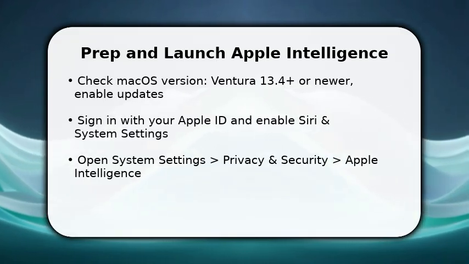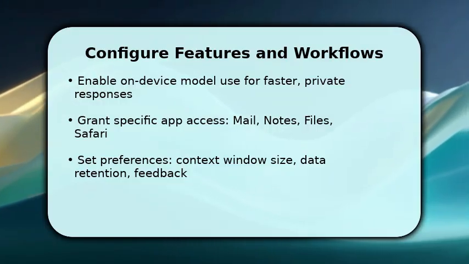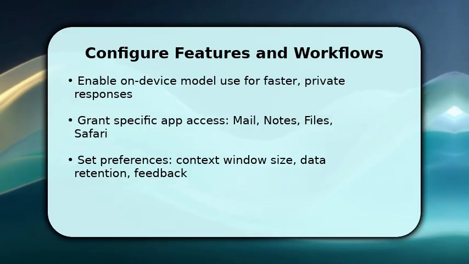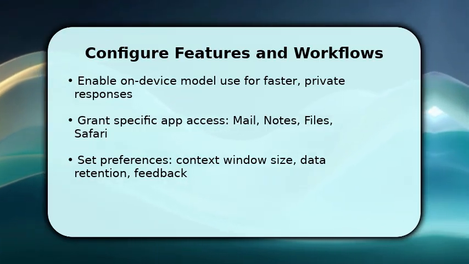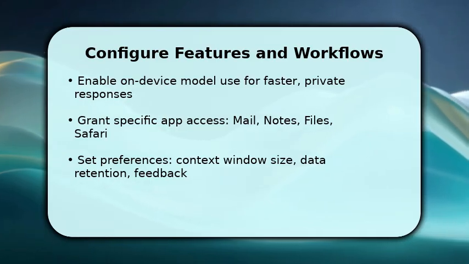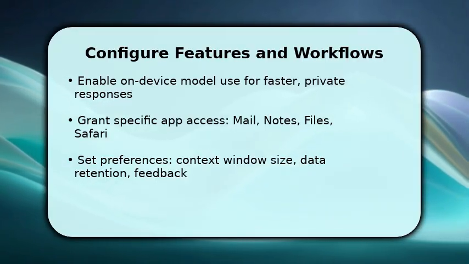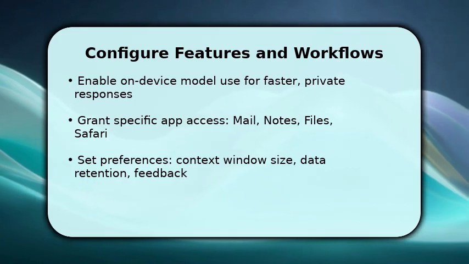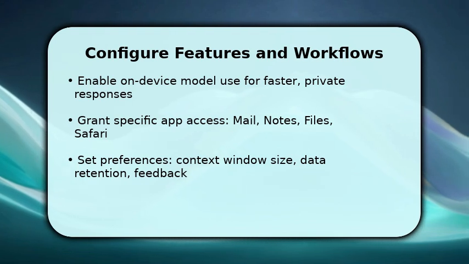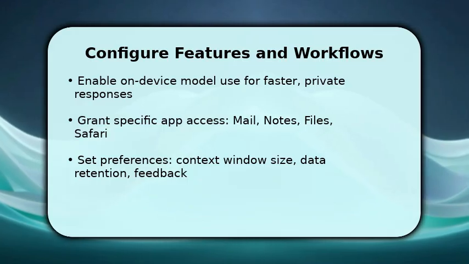setup. Now configure the meat of the system so it helps your daily tasks. You enable on-device models for speed and privacy, and then selectively grant app access to Mail, Notes, Files, and Safari so Apple Intelligence can read context. Once done, adjust preferences like context window size and data retention. Smaller windows reduce memory use. Larger windows improve accuracy. Make sure to test with a sample email or document so you can observe how suggestions, summaries, and inline help appear and refine permissions accordingly.